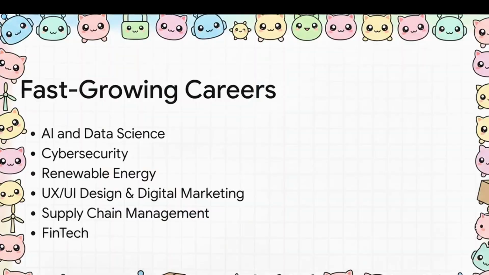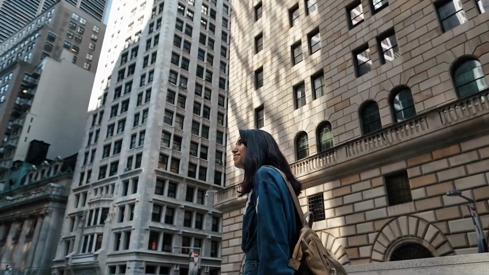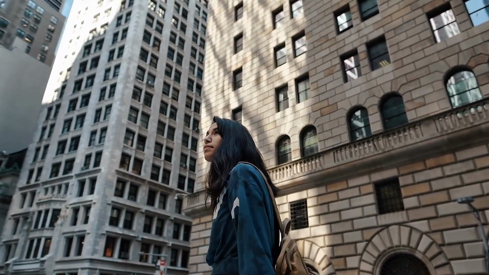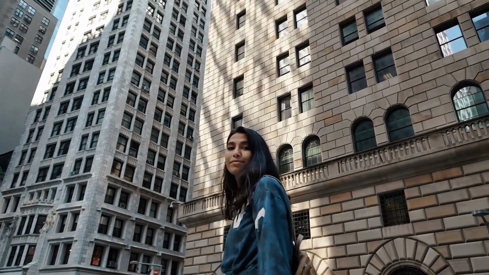The world of work is changing incredibly fast. Many of today's fastest growing careers barely existed 10 years ago. Think about fields such as artificial intelligence, cybersecurity, renewable energy, supply chain management, and design. To prepare yourself for success, try thinking backwards. Picture yourself working in one of these exciting careers, then work backwards to identify the O level and A level subjects that will provide the strongest foundation for reaching that goal.